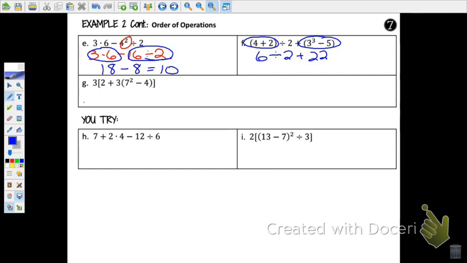So then I'm going to do my division. 6 divided by 2 is 3, plus the 22 gives me my answer of 25.